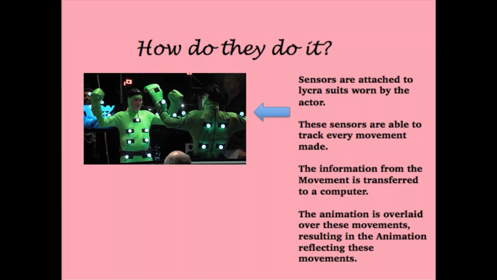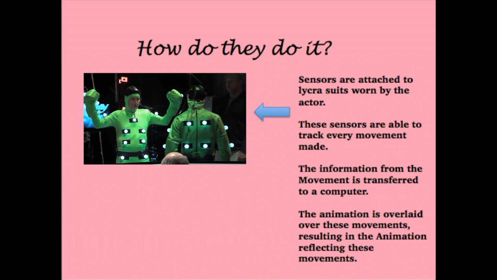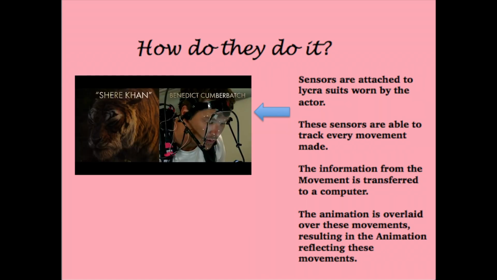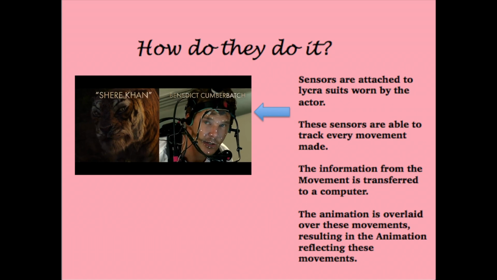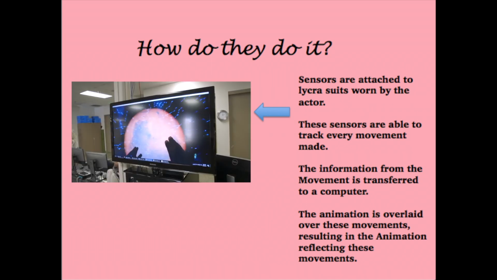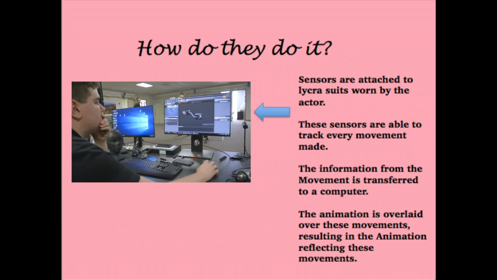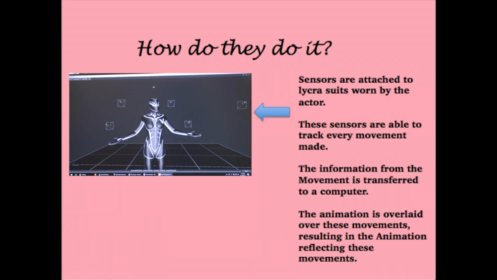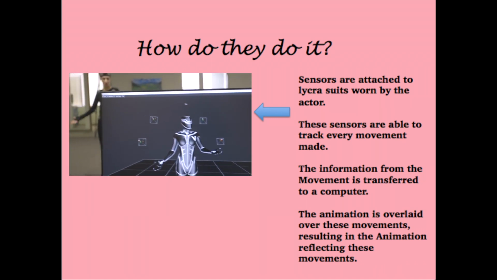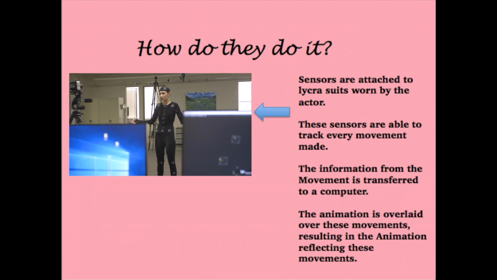This technique is created by attaching sensors to the actor who is wearing a lycra suit. These sensors track every movement the actor makes, followed by the information from these sensors being transferred to a computer. The animation is then overlaid over the movements made by the human, resulting in the animation reflecting these movements.